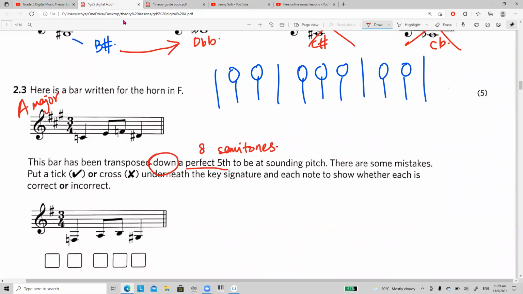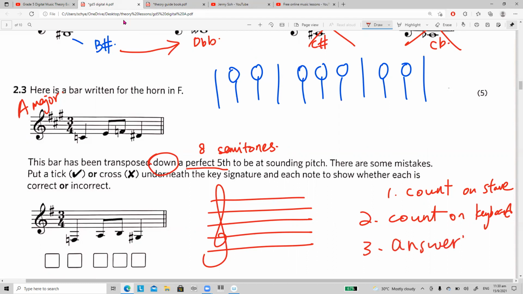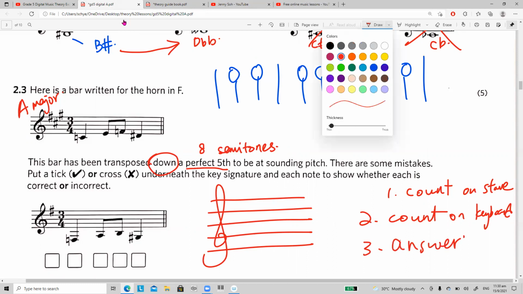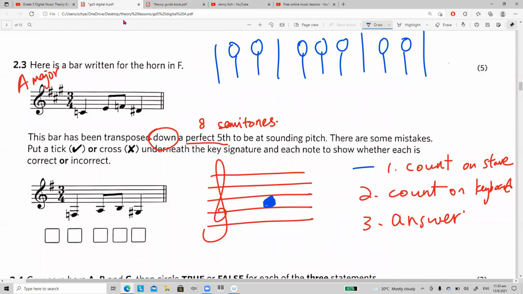So the original key is A major. So please remember, first you need to count the interval on the stave. Okay. Secondly, you need to count the steps on the keyboard. And then step 3 is your answer. Okay, so the original note is an A major. A is here. So you see, the first step is to count on the stave, right? So on the stave, you need to count 5 steps. Perfect fifth is 5 steps. So 1, 2, 3, 4, 5.